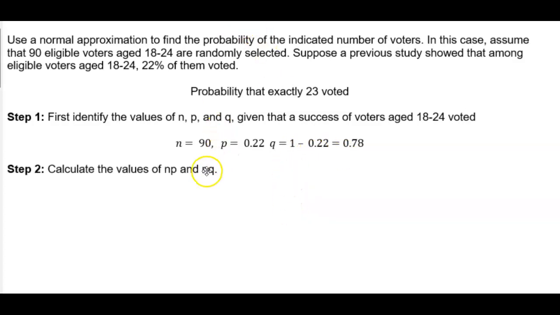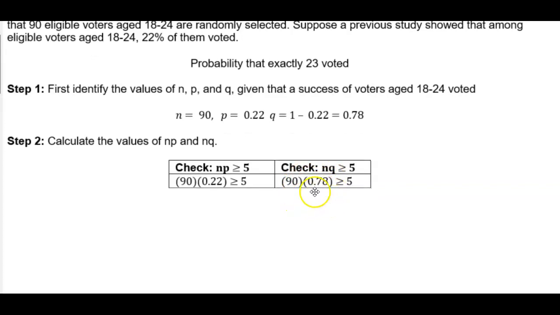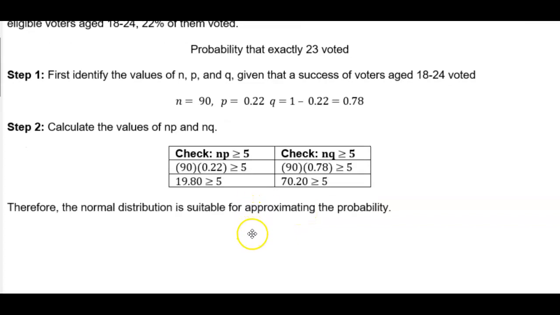Now we want to calculate the values of n times p and n times q. We want to verify that each is greater than or equal to 5. We know that n is equal to 90 and p is equal to 0.22. And n is 90 and q is 0.78. Well, 90 times 0.22 is 19.80, which is greater than 5. 90 times 0.78 is 70.20, and that's also greater than 5. Therefore, the normal distribution is suitable for approximating the probability.